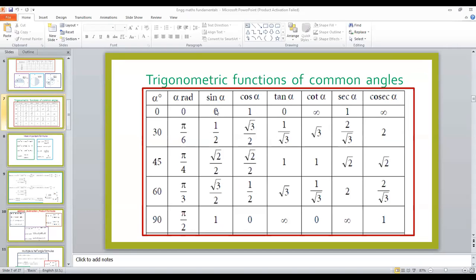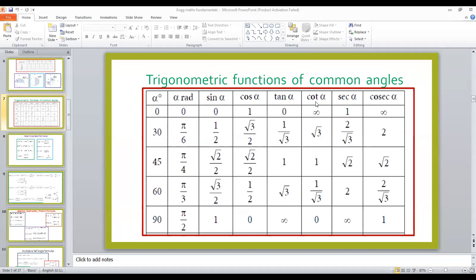And what is for tan? Sine upon cos is tan. Take the ratio of the values for sine and cos with their respective angles. So 0 upon 1 is 0. Then 1 by 2 upon root of 3 by 2 is 1 by root 3. Then root of 2 upon root of 2 is 1. Root of 3 by 2 upon 1 by 2 is root 3. And 1 by 0 is infinity.